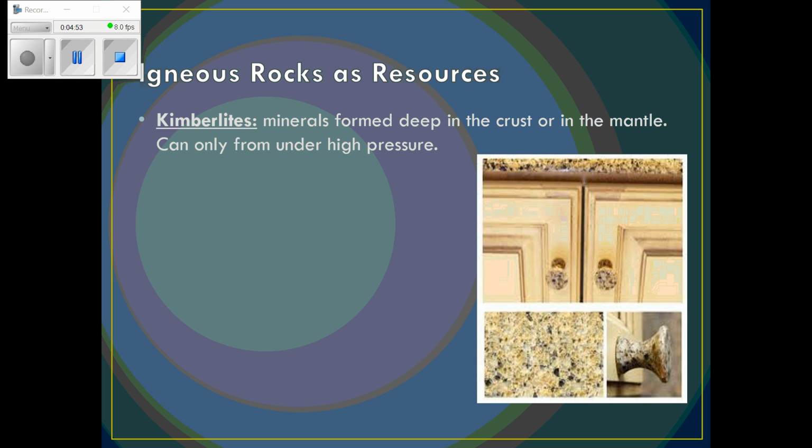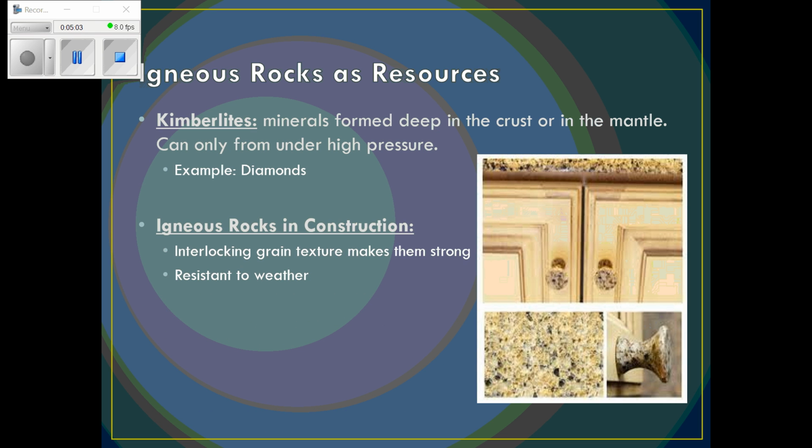Remember, coal after a long time can become a diamond. It's called a kimberlite, its technical type of igneous. They're often used in construction.